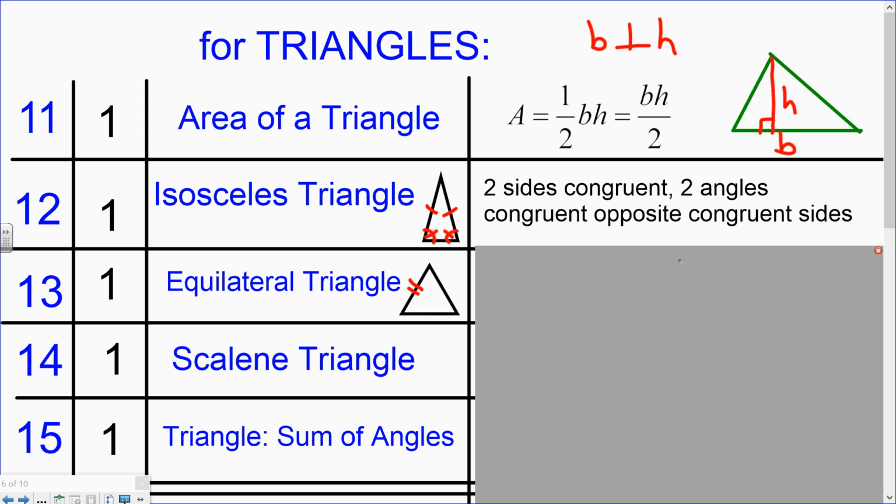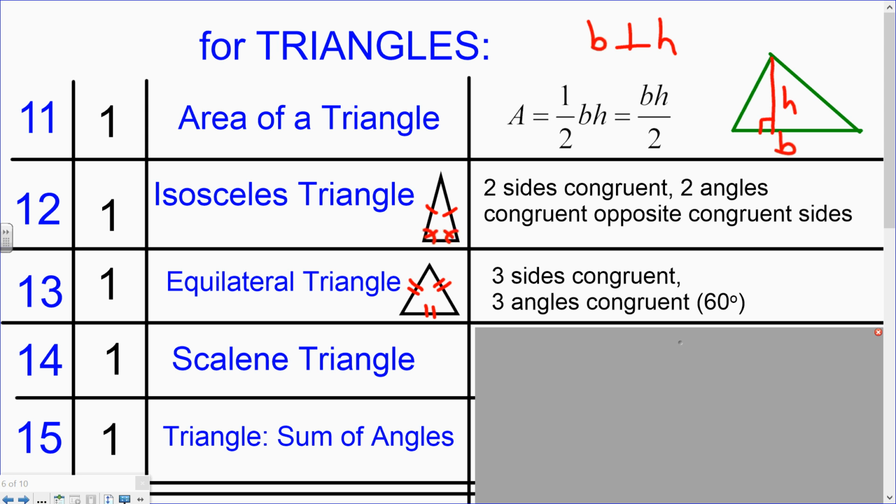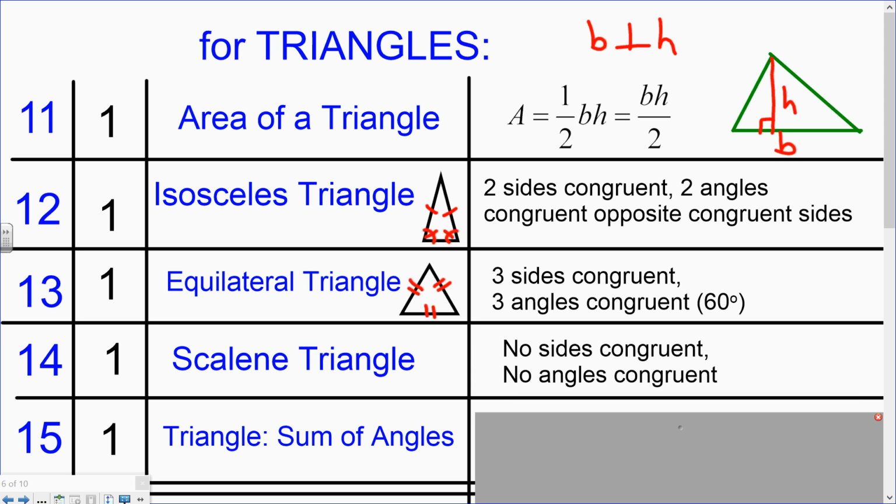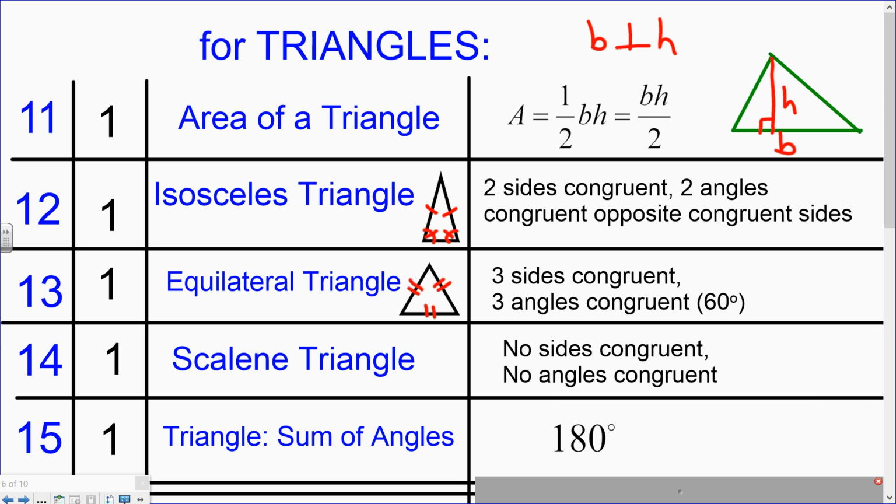Equilateral triangle has all 3 sides the same, and all 3 angles are the same. And in fact, all 3 angles there must be 60 degrees because they all have to add up to 180. Scalene triangle, no congruent sides, no congruent angles. And as I just said, triangle sum is always 180 degrees.